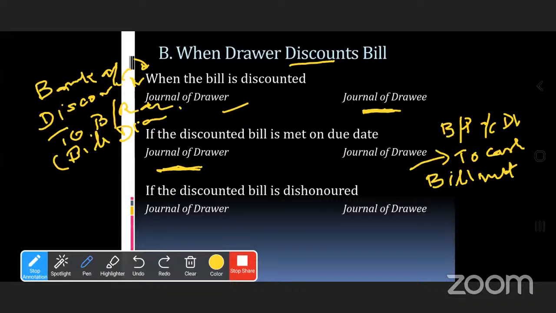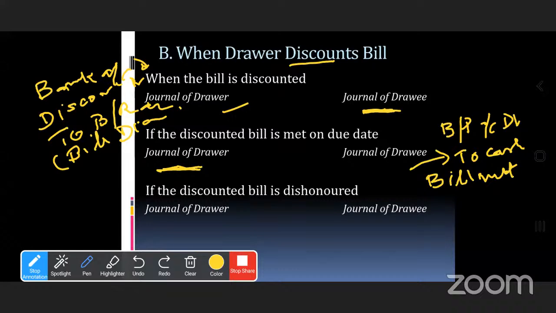Now let us see another one. That is, if the discounted bill is dishonored. So when a drawer discounts the bill with their bank, it is the drawer's responsibility to pay the amount of the bill to the bank on the due date. So if the drawer fails to do so, the discounted bill is said to be dishonored. You got this point? So at the due date, the drawer may not be paying the amount. He fails to pay the amount to the bank. So when he fails to pay the amount to the bank, then that bill is dishonored.